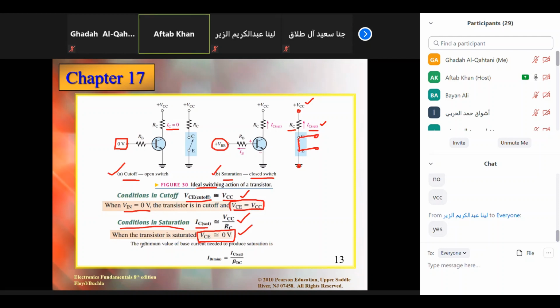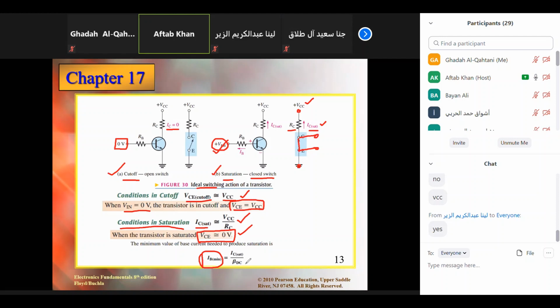Okay, now look here. The minimum value of the base current needed to produce saturation current. So at that time, girls, when the saturation current is established, and this is the maximum current, you know the saturated current is whatever this current is. So we call that one. A minimum value of IB is required, and what we apply here, IB minimum, we can get it as I saturated over beta DC.